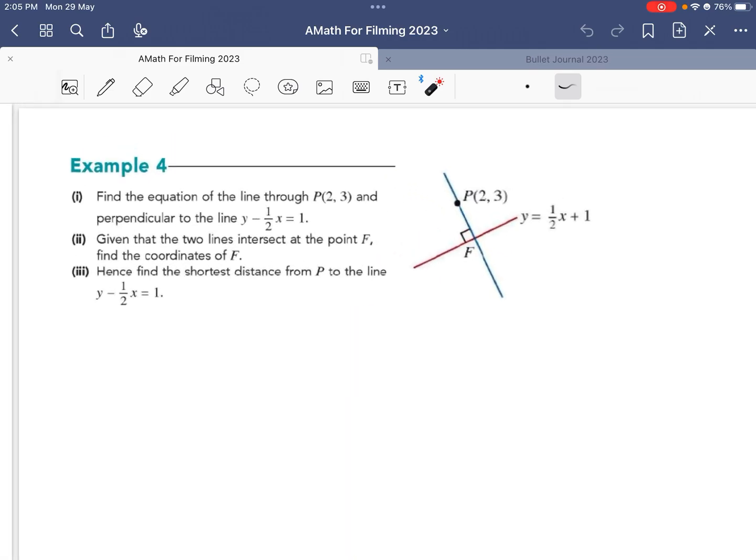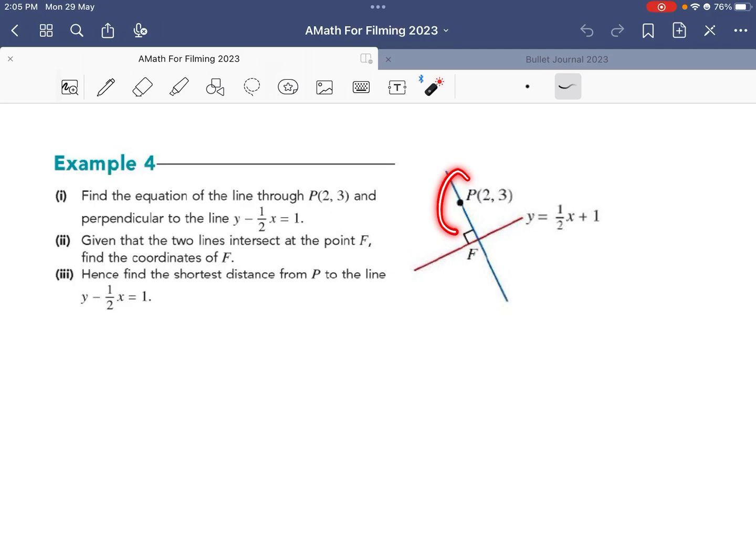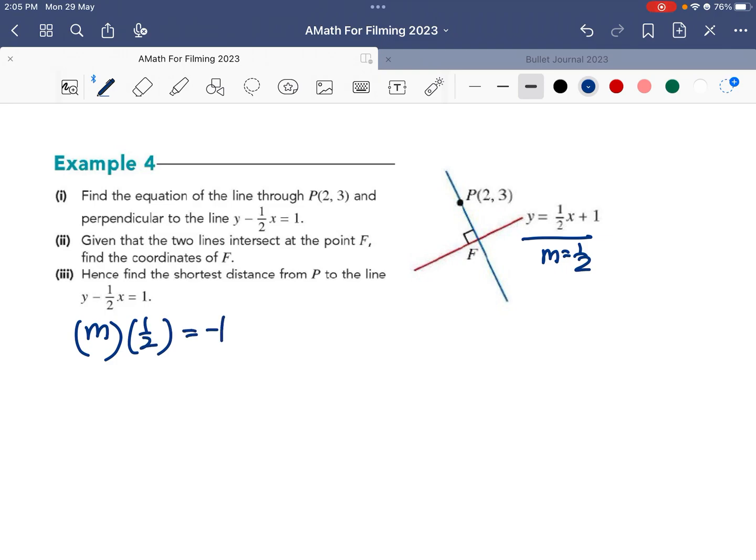For example 4, they say find the equation of the line through P (2, 3) that is perpendicular to this line. First and foremost, the gradient of this line is equal to a half. So if I know that the line through P is perpendicular, I'll say m times half is equal to -1. So the gradient itself is equal to -2. Therefore, this line's m is equal to -2.